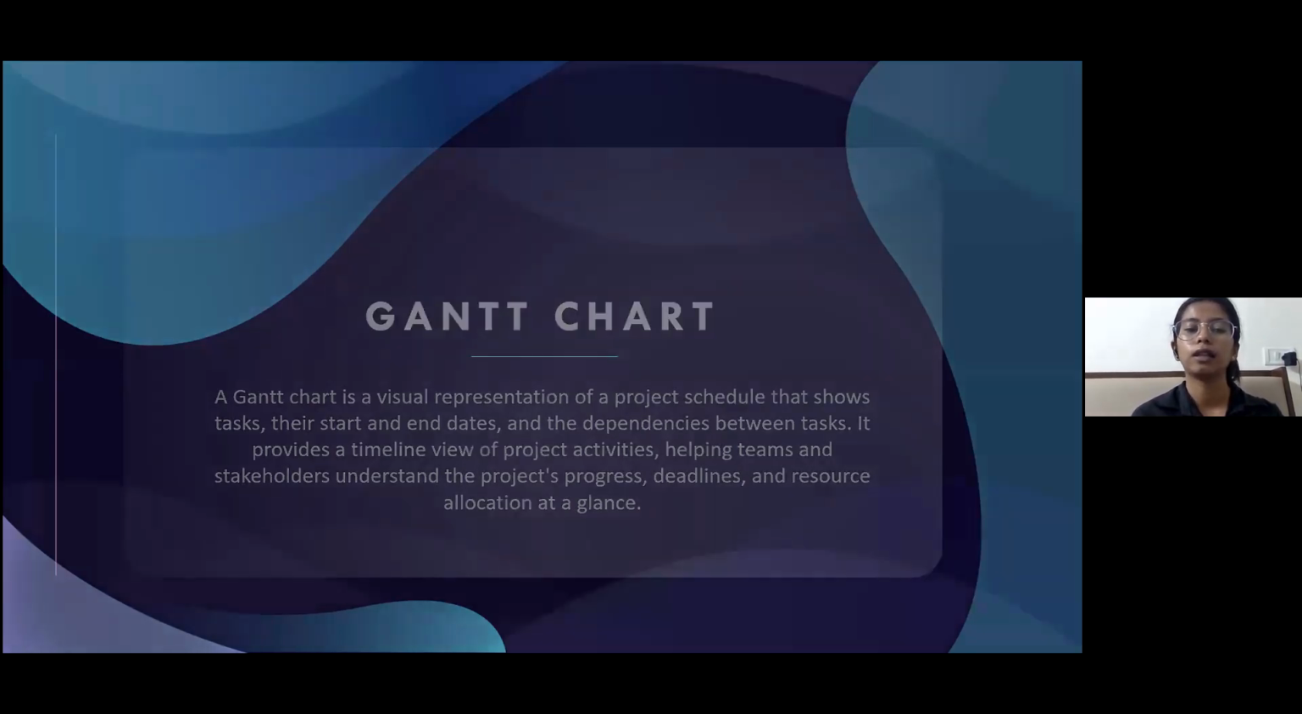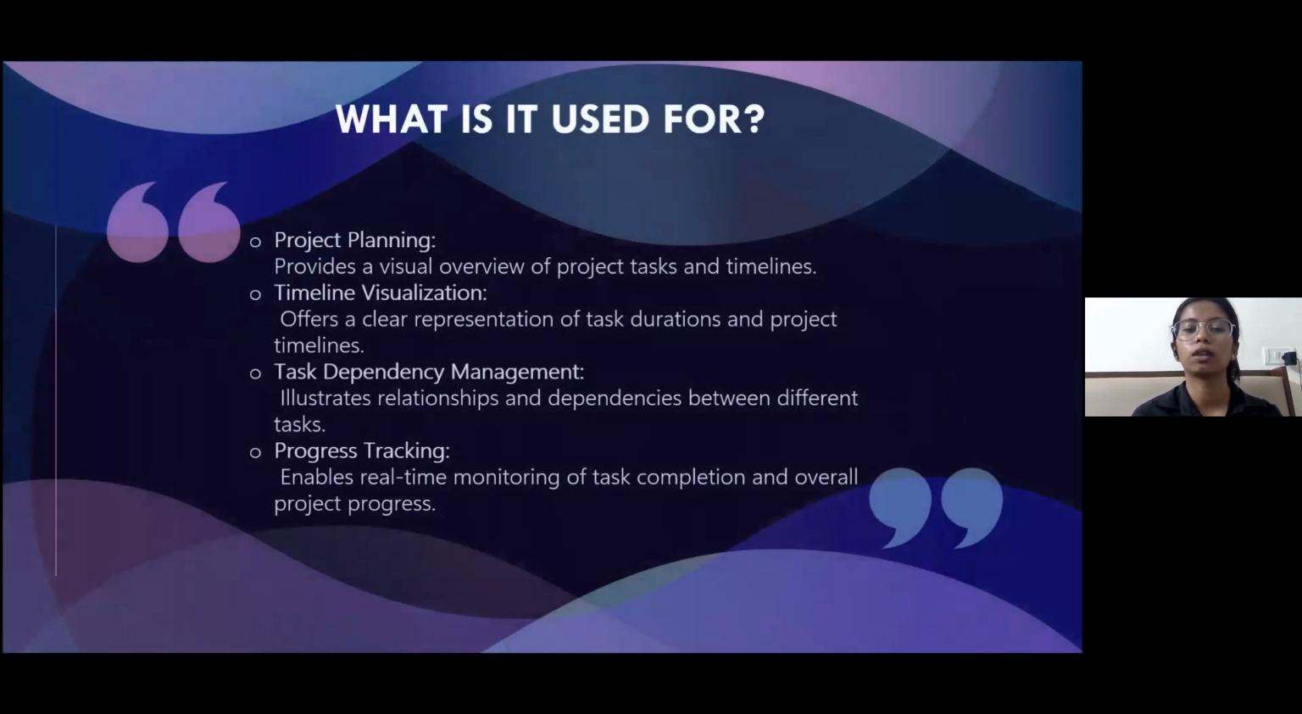So the next thing is, what is it used for? Now to understand it, we have 4 points. The first is project planning. So think of a Gantt chart as your project grand map. It gives a visual snapshot of all the tasks we need to do and when we are planning to tackle them. Then again, we have timeline visualization, and in that we will imagine the Gantt chart as a superhero timeline. It paints a clear picture of when each task starts and finishes.